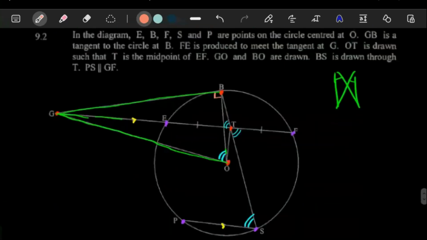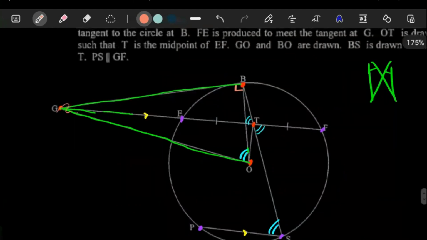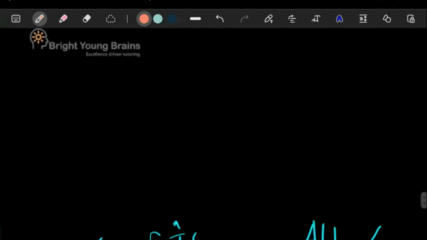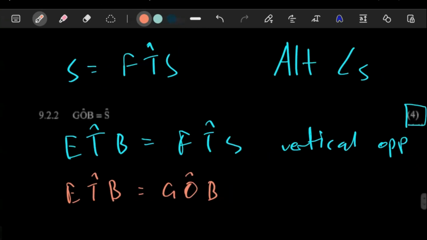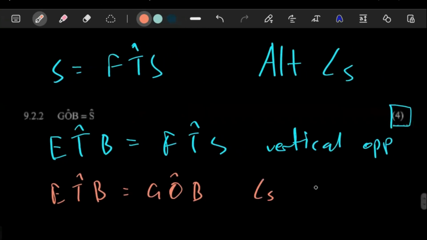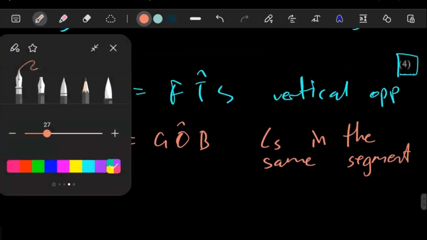And then what do we have now? Yeah, ETB we can say is equal to GOB. ETB is equal to GOB. The reason for that is angles in the same segment.